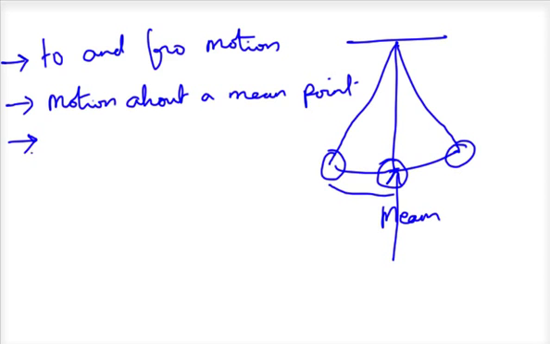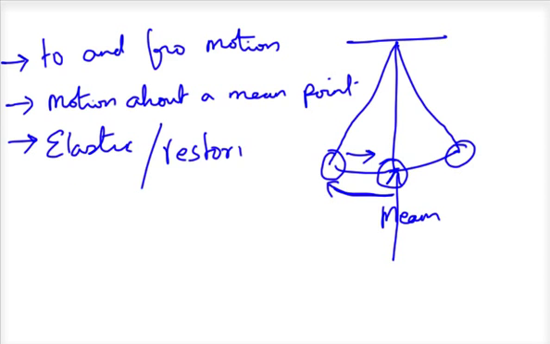Then there is another requirement. You see, when the body is going in this direction, there is a tendency for the body to come back, to regain its original position. That is, some kind of elastic forces are required for to and fro motion. I won't call it elastic forces, I will call it a restoring force. A restoring force is any force which tends to bring back the position of the body to its mean position.